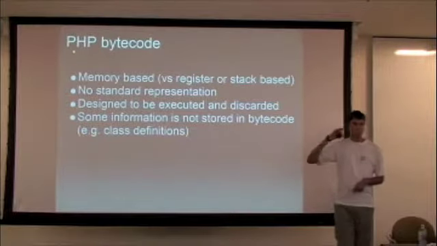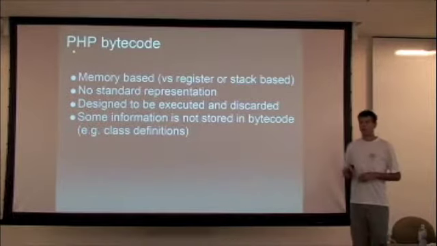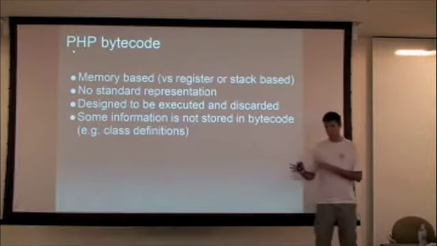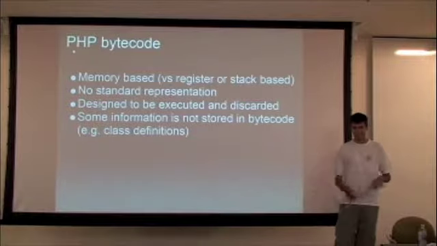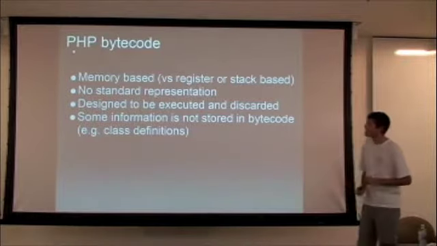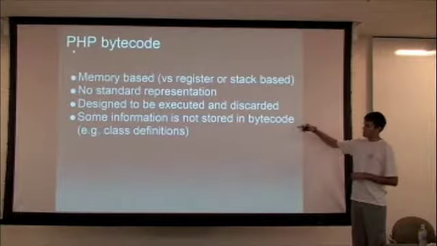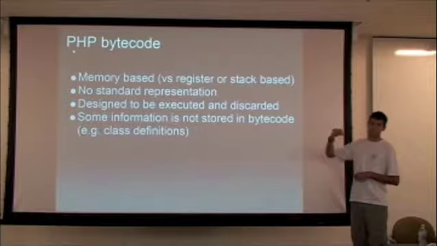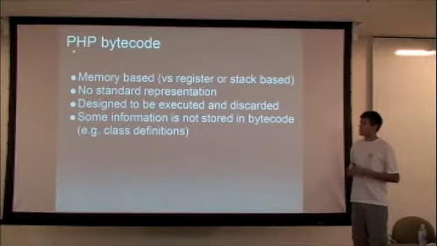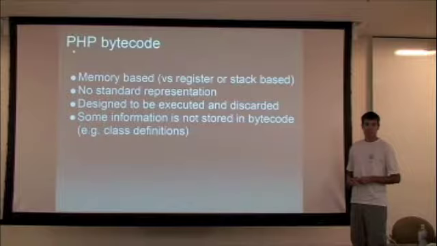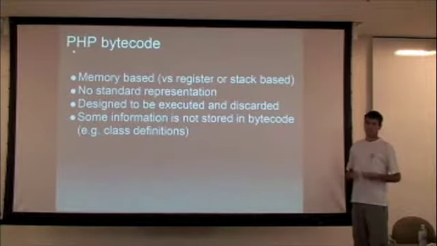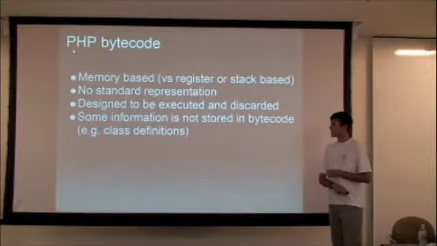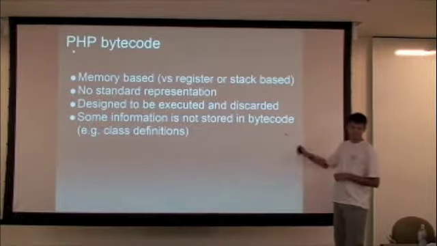And finally, some information is not stored in bytecode. Why? Because PHP was engineered just to be executed and then throw everything out. For example, class definitions aren't stored in PHP bytecode. They are set up in the VM when the file is compiled. So it's not like Java where everything is self-contained in the bytecode. This makes our life harder.